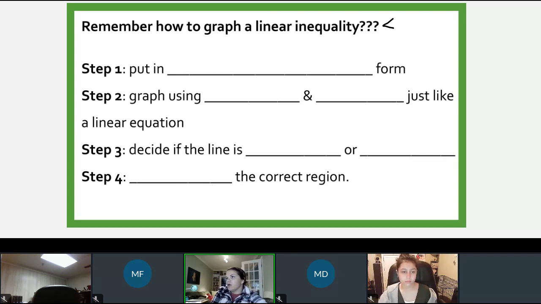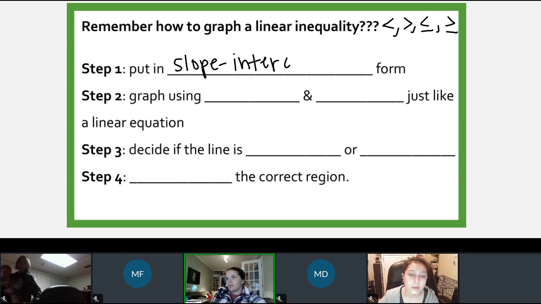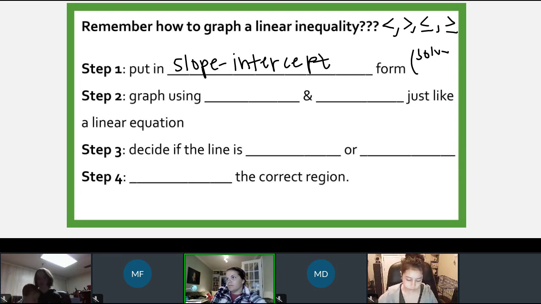Let's talk about how to graph a linear inequality. So remember, an inequality is going to have a less than sign, a greater than sign, less than or equal to, or greater than or equal to. Okay, that's what a linear inequality is. So step 1 is we want to put it in slope intercept form. In other words, solve for y.